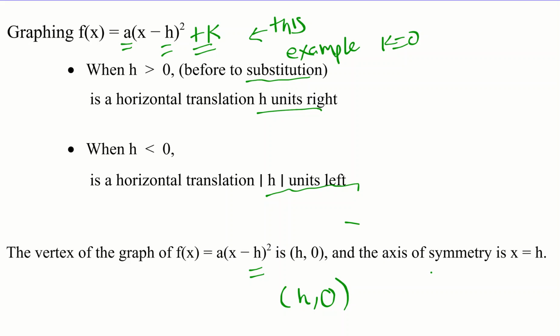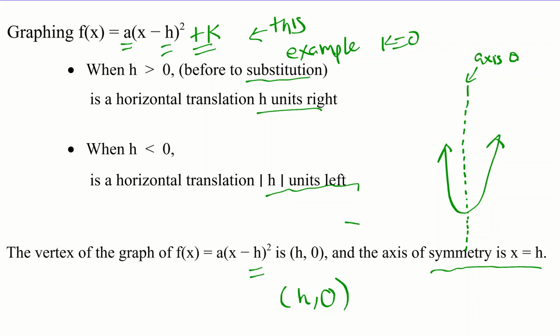Now, this here, the axis of symmetry, is the part where if we were to draw in the axis of symmetry, it's symmetric on both sides of the axis of symmetry. If this were 1 unit to the left, it would be 1 unit to the right. It's the axis of symmetry.